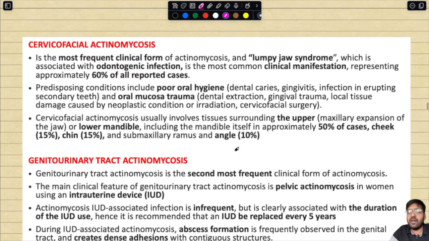So let us see the different types. First, we will read about cervicofacial actinomycosis. It is the most frequent clinical form of actinomycosis and lumpy jaw syndrome, which is associated with odontogenic infection.